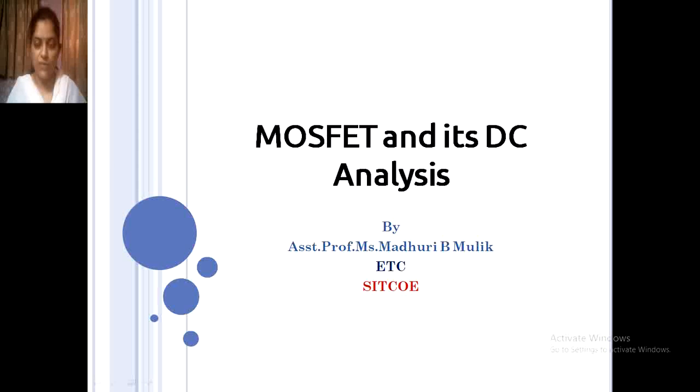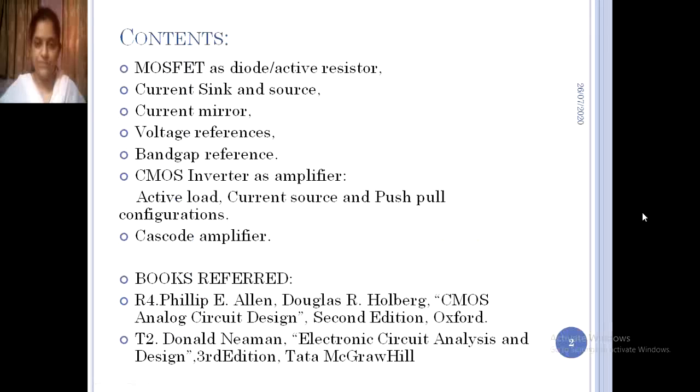Last time we discussed the circuits which are used in a MOSFET. Now we are going to proceed with the same thing in continuation. Last time we covered MOSFET as diode, then current sink and source, current mirror, voltage references and band gap references. Today we are going to see CMOS inverter as an amplifier, that is active load, current source and push-pull configurations.